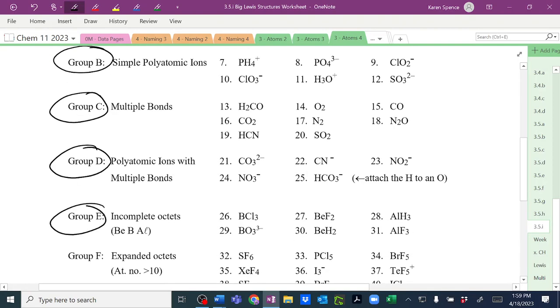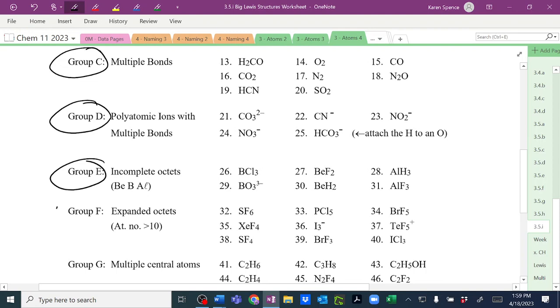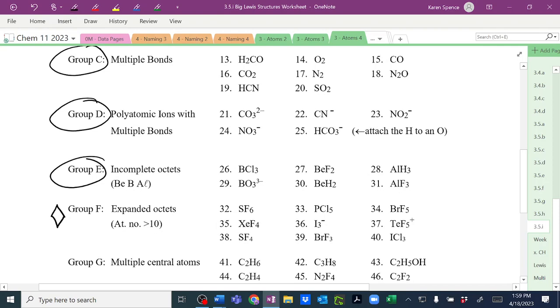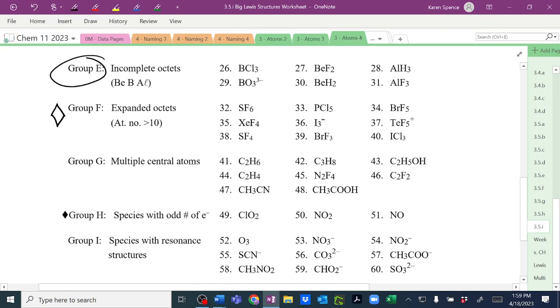Group E, expanded octets, that would be enriched material. Okay, if you want to, you can do that. Multiple central atoms is included. Group H is enriched, and then group I is also included, species with resonance structures. Okay, so very much like your quiz. I think the only kind that the quiz was missing was multiple central atoms. Okay, so you might want to take a look at those.